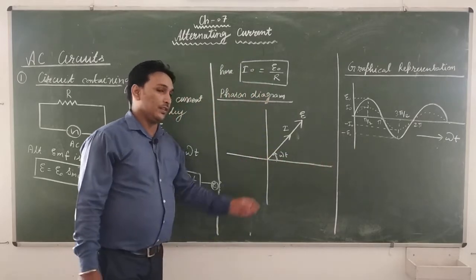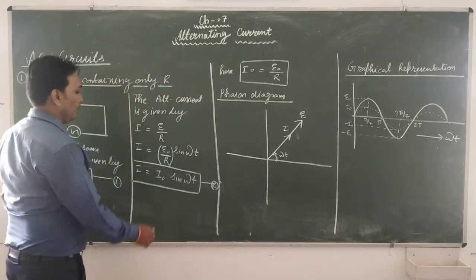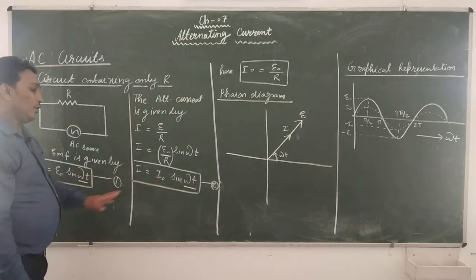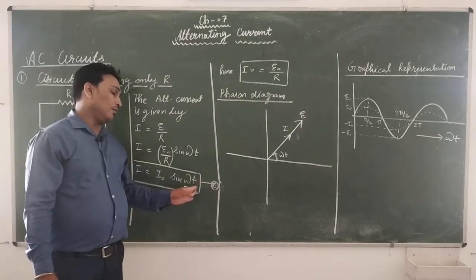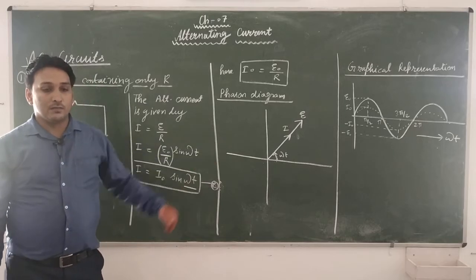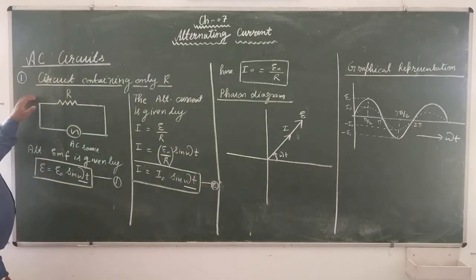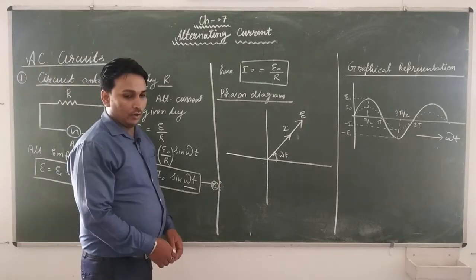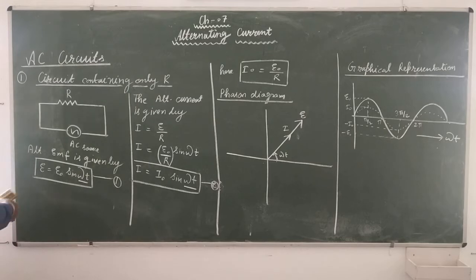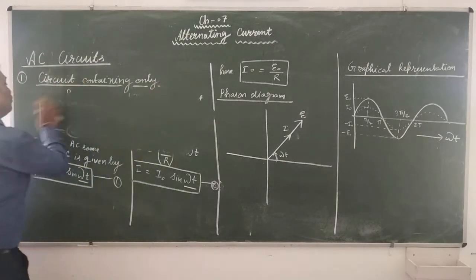In the phasor diagram, why are both the arrows on the same line? Because we have the same phase, omega t, omega t. If the phases had been different, suppose omega t minus pi by 2 and omega t plus pi by 2, then the phasors would change accordingly. Right? So this is the circuit containing only R. Now let us move ahead. Let us do our next circuit. The next circuit is circuit number 2.